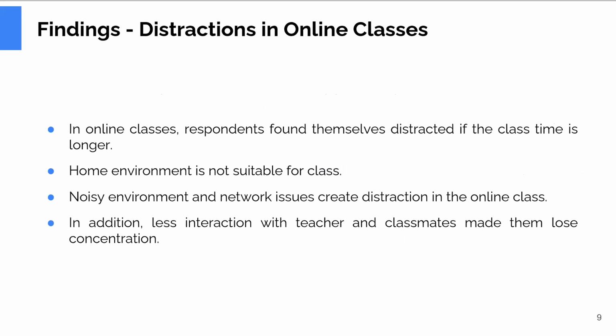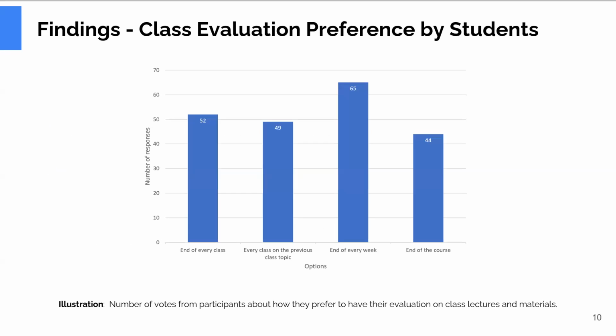In terms of distractions in online class, respondents found themselves distracted if the class time is longer, and they mentioned the home environment is not suitable for class. Noisy environments and network issues create distractions in online classes too. In addition, fewer interactions with teachers and classmates make them lose concentration in online class.